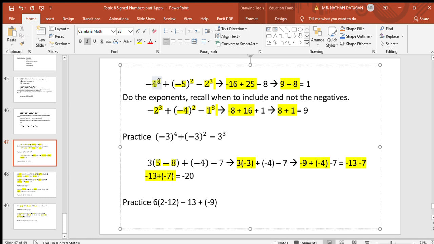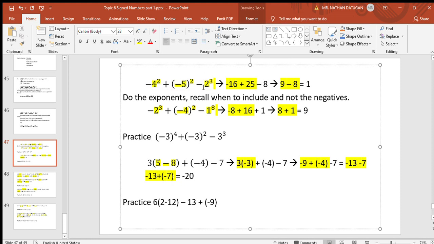We'll do the 4 squared first. What is 4 squared? 16. And then we're going to multiply negative 1 to that. So your answer is negative 16. Now we'll do negative 5 squared. In this case, the negative is inside the parentheses. So that means negative 5 times negative 5 should give you positive 25.